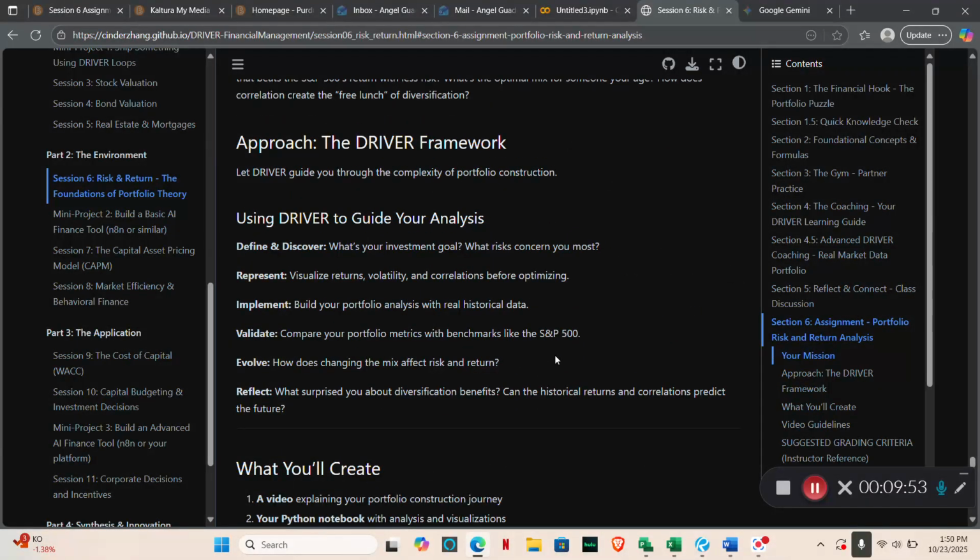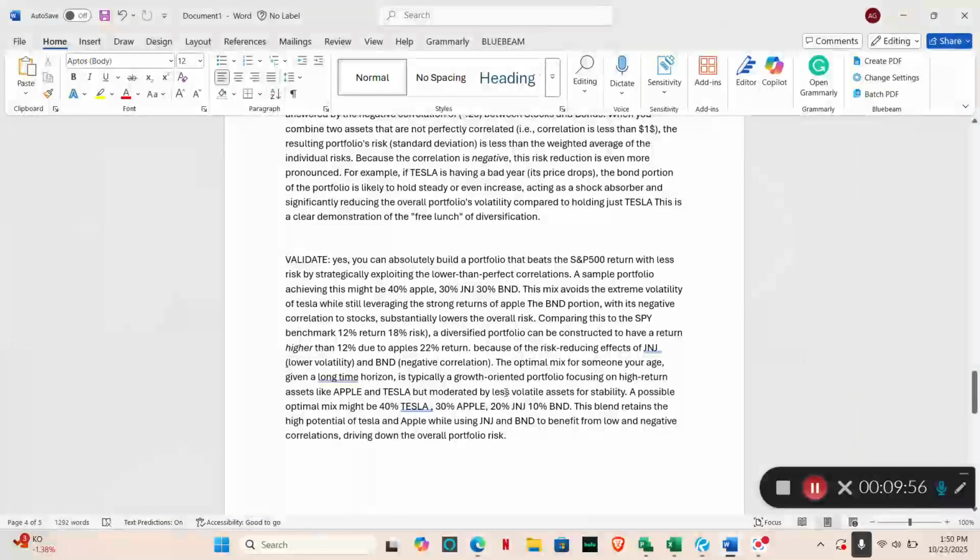Compare your portfolio metrics with benchmarks like the S&P 500. So yes, you can absolutely build a portfolio that beats the S&P 500 with higher return and less risk by strategically exploiting the lower than perfect correlations. A sample portfolio achieving this might be 40% Apple, 30% J&J, and 30% BND. This mix avoids the extreme volatility of Tesla while also leveraging the strong returns of Apple. The BND portion, with its negative correlation to stocks, substantially lowers the overall risk.